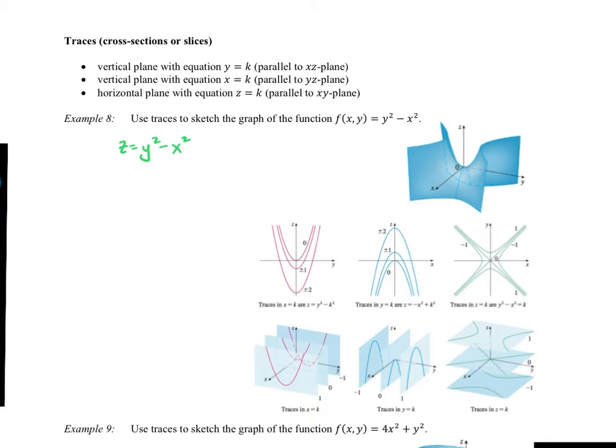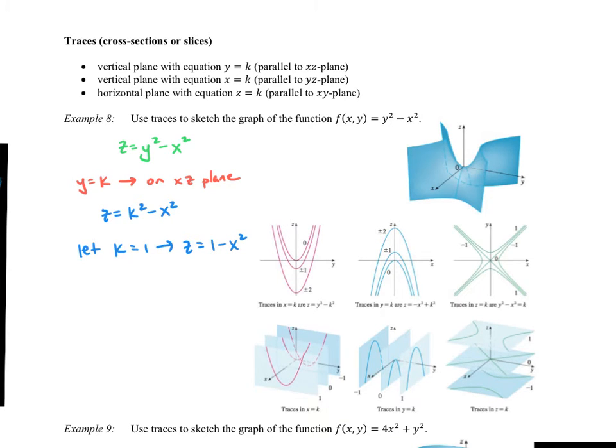So let's say that we want y to equal k. In other words, we want to perform a trace where y is this constant value, and that would mean that we are going to be on the xz plane for when y is equal to some value k. So our equation then is z equal to k squared minus x squared. Let's say we want to let k be 1. Well, that would give us z equal to 1 minus x squared.